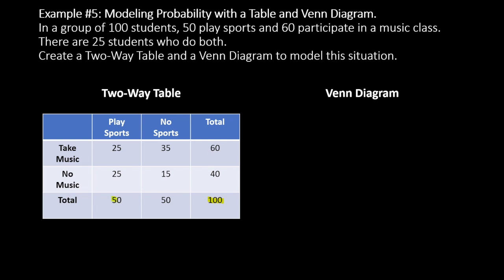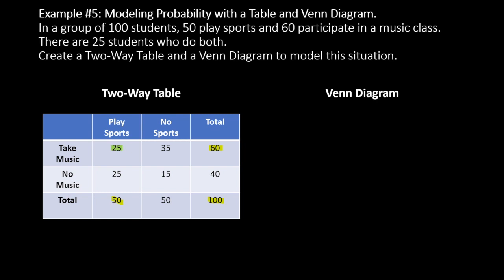So we had entered our 50 in the play sports total column. And we have 60 participate in music. So 60 total out of 100 take music. And then there are 25 who do both. So 25 is, we usually show that as a green, so I'll make that green here. That's our "and." They do both.